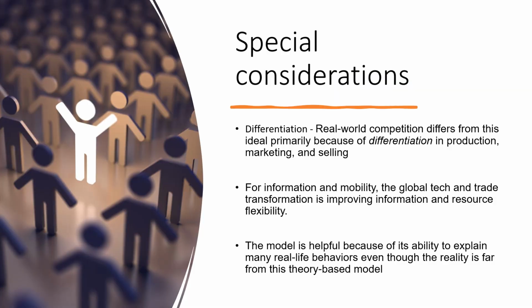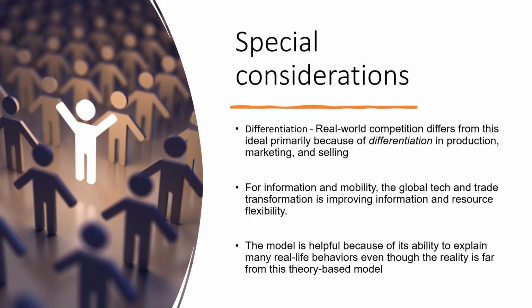Special considerations. Real-world competition differs from this ideal primarily because of differentiation in production, marketing, and selling. For example, the owner of a small organic product shop can talk extensively about the grain fed to the cows that made the fertilizer that fertilized the non-GMO soybeans. And this is what's called differentiation, really. That's what it's about.